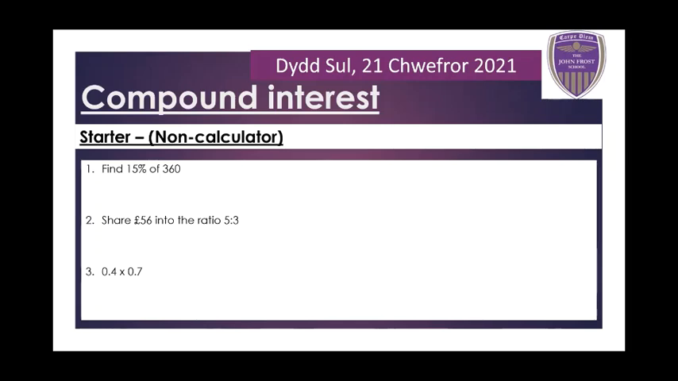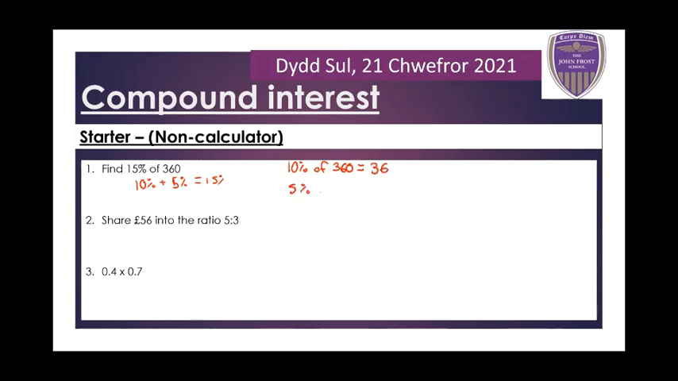Okay, so to go through the answers quickly, if we want to find 15% of 360 and you don't have a calculator, you can't just times it by 0.15. So we're going to have to find smaller, easier percentages of it. I know that to get 15%, I can do 10% plus 5%. So 10% of 360 is just 360 divided by 10, so that's going to be 36.